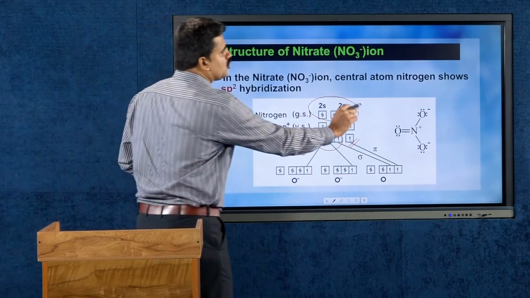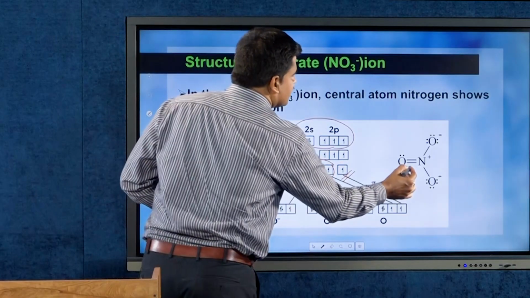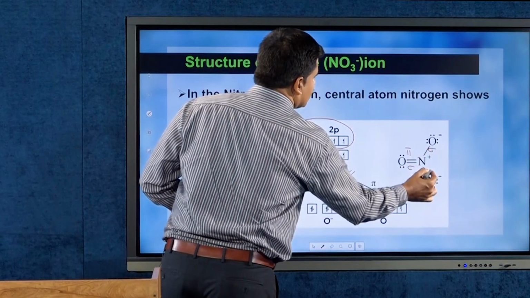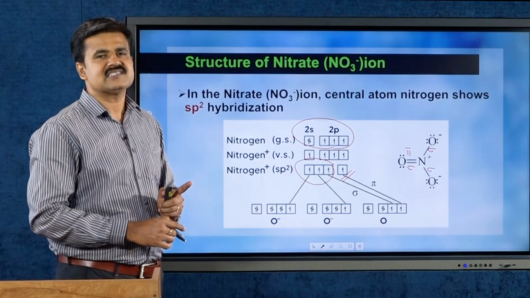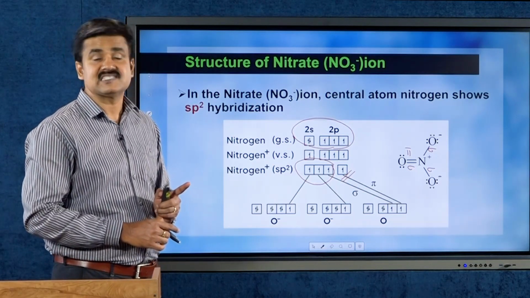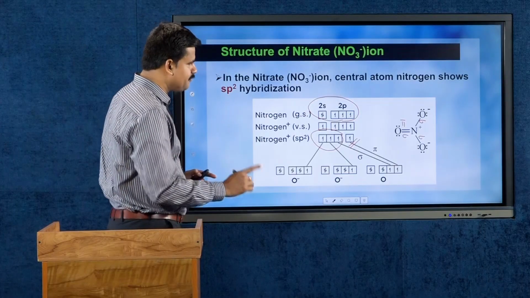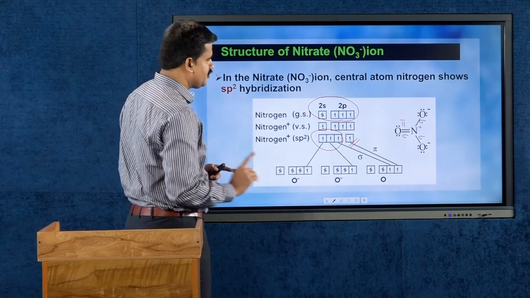Looking at the structure, you can see the presence of 4 bonds, out of which this bond is a sigma bond, but this bond is a pi bond. This is a sigma bond, this is also a sigma bond. So in the structure of NO3 minus ion, you can see the presence of 3 sigma bonds and 1 pi bond. The 3 sigma bonds are produced from 3 half-filled sp2 hybrid orbitals.